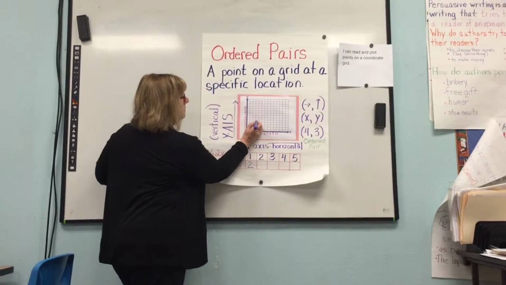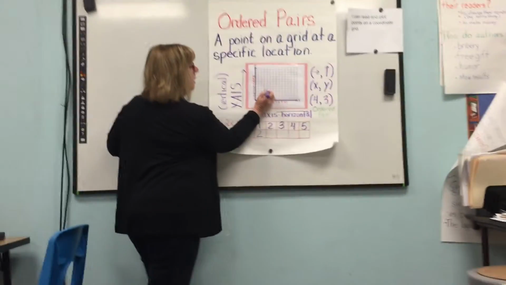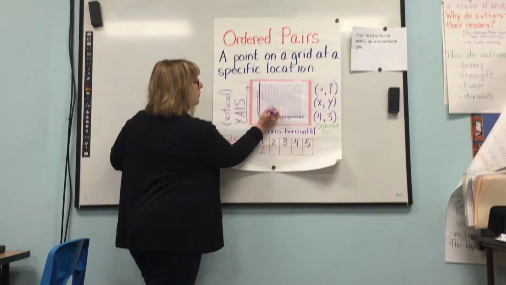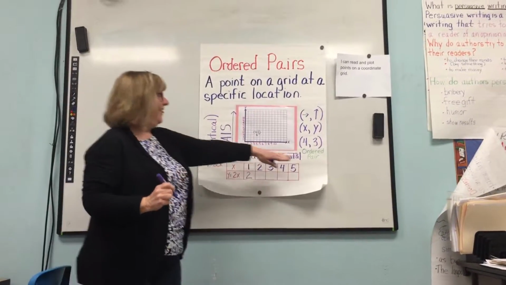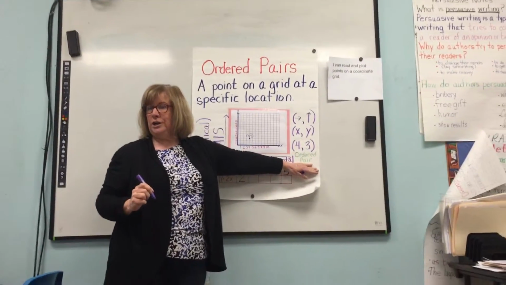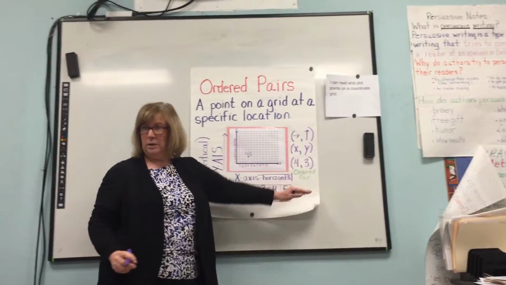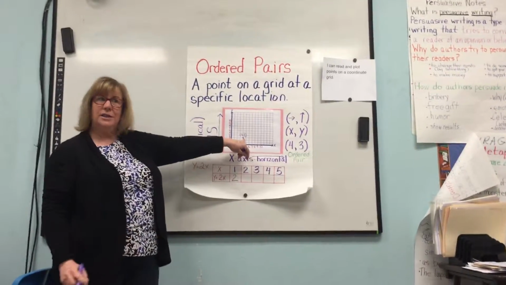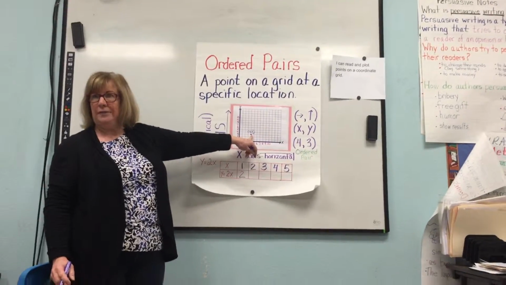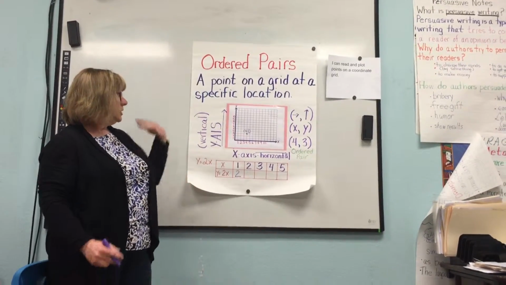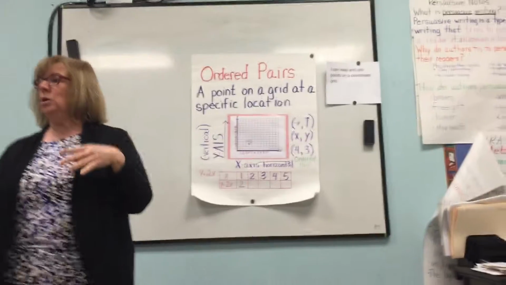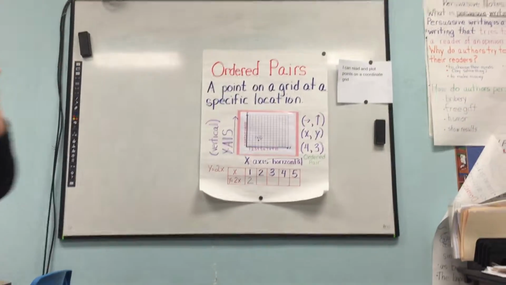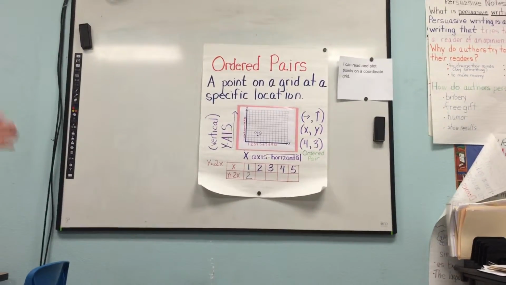And I'm going to put in parentheses 4,3. That's called an ordered pair. So if I'm graphing something out, this is what I am going to do, put a dot there. Okay? So how are we going to work out these particular problems?